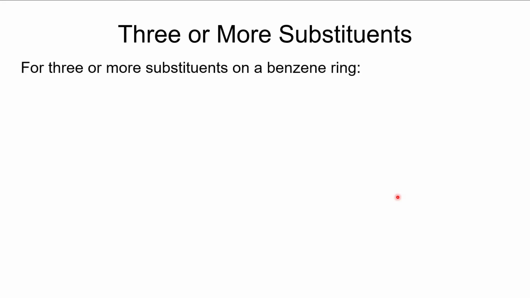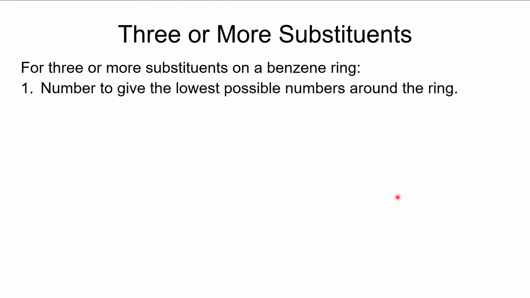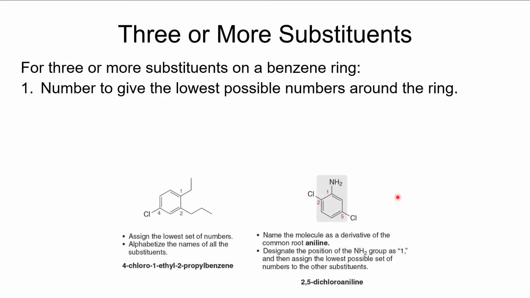Well, what if we have 3 or more substituents? In that case, we're not going to use the ortho, para, and meta prefixes. We only do that for disubstituted. For trisubstituted, we're going to stick with the numbering. So we want to number to give our lowest possible numbers around the ring. And so in the case of this, we've got 3 substituents. Since we have 2 that are adjacent, the 2 that are adjacent are going to be 1 and 2.